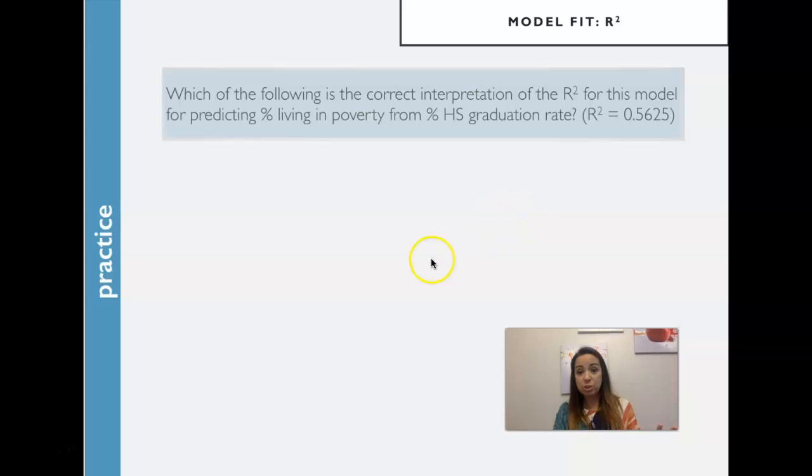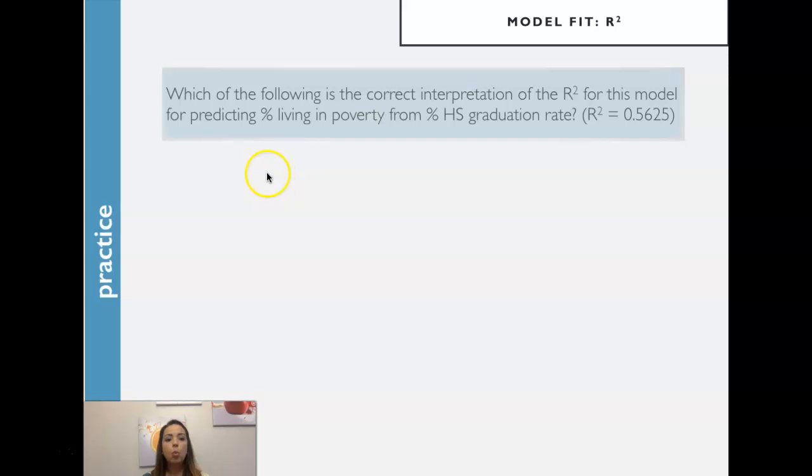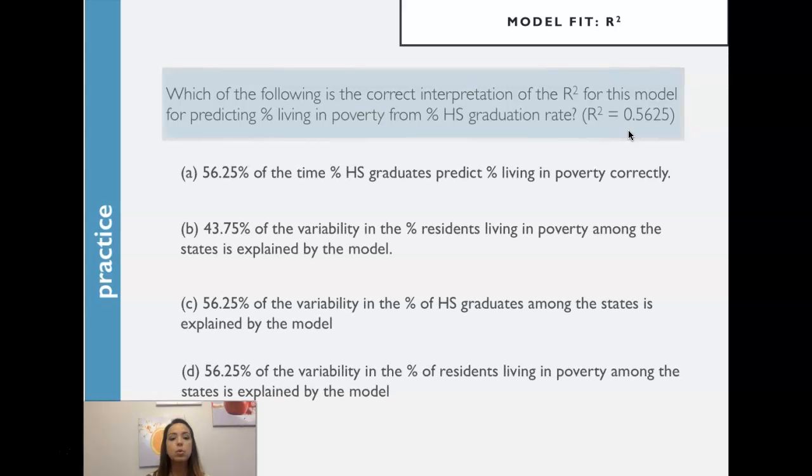So to see if you understood what R square is, what this model fit means: which of the following is the correct interpretation of the R square for this model for predicting percent living in poverty from percent high school graduation rate? The R square for this model is 0.5625. So what is the correct interpretation? A, 56.25% of the time, percent high school graduates predict percent living in poverty correctly.